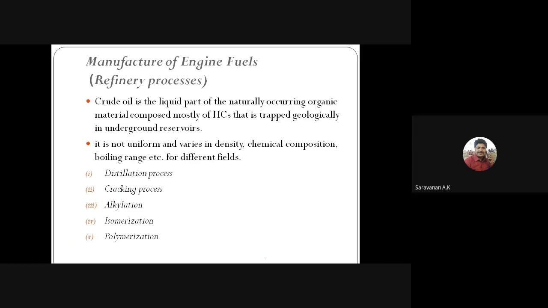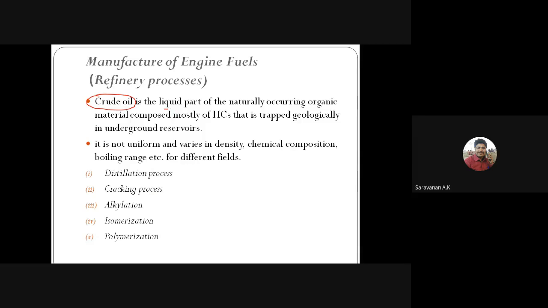So we can see the fuels. What fuels are there? Alternative fuels and hydrocarbon fuels. Where can we obtain these fuels from? All the fuels come from crude oil. So what is crude oil?